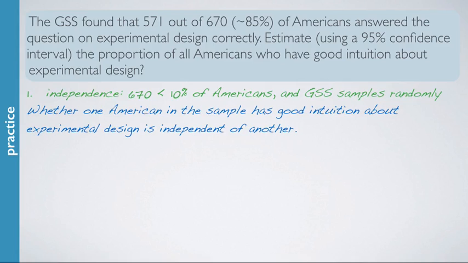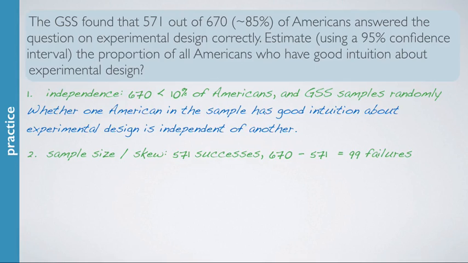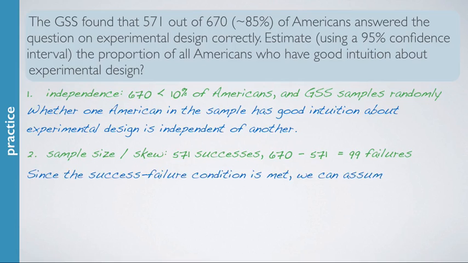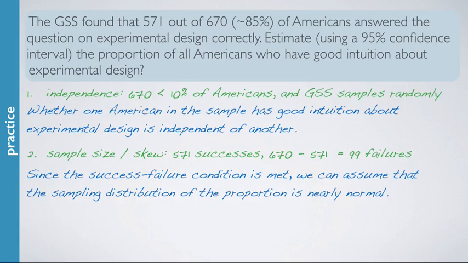The sample size overall is large, so we should be good here, but let's take a look real quick. We have 571 successes, and the remainder of that, 670 minus 571, is 99 failures. So we didn't have to even go through the n times p-hat route here, because we already know the number of successes, and we know that both of these numbers are indeed greater than 10. Therefore, since the success-failure condition is met, we can assume that the sampling distribution of the proportion is nearly normal.